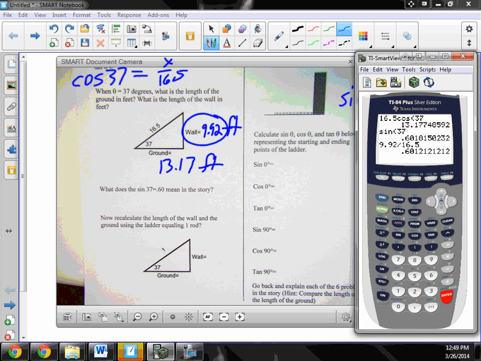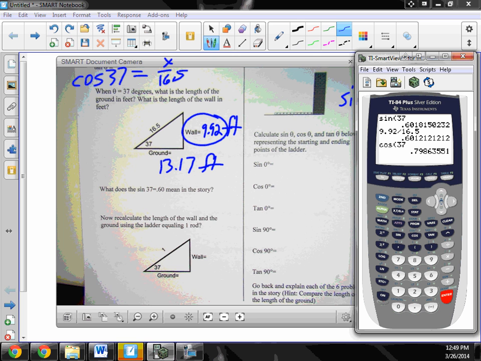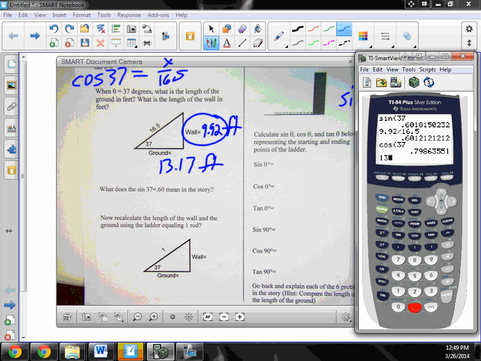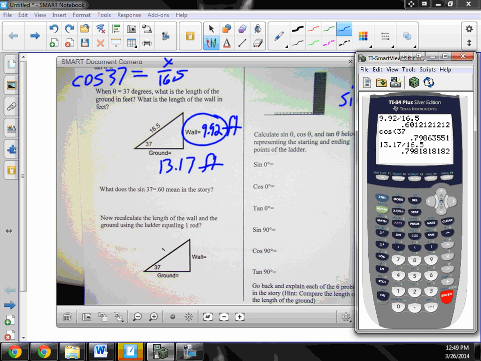if I did the cosine of 37, what does that mean? The ground is 79% as long as the ladder. So if I divided 13.17 by 16.5, I should get 0.798. And I do. Okay? So that's the first important thing. The sine and the cosines simply give you percentages.